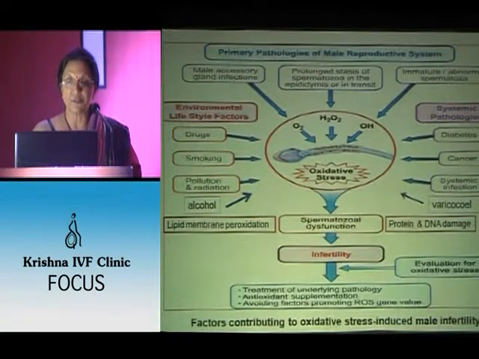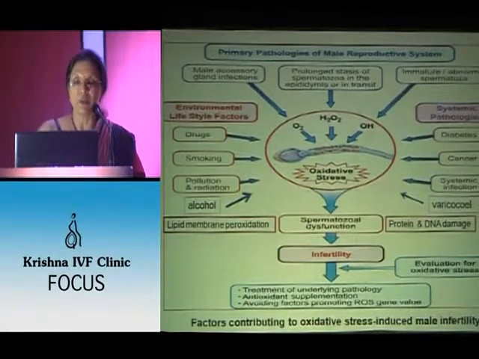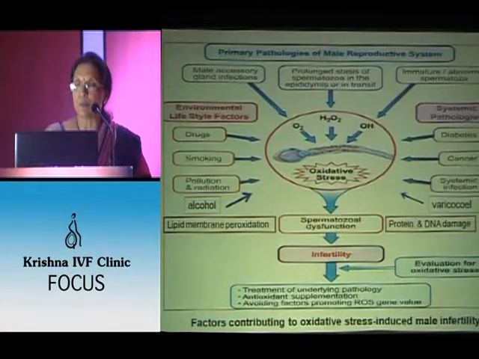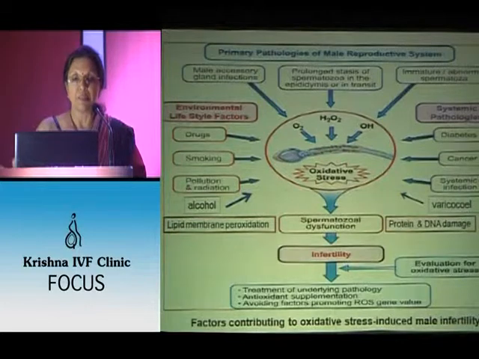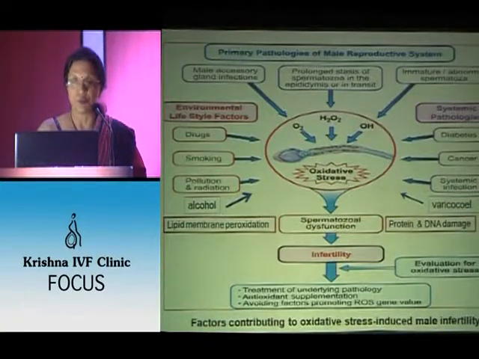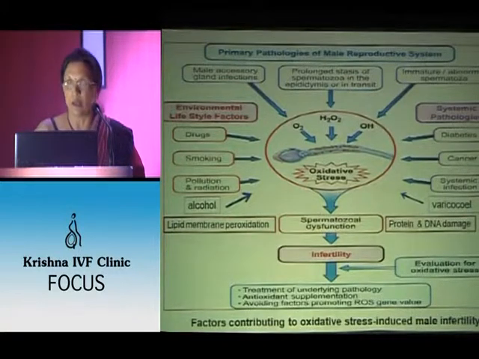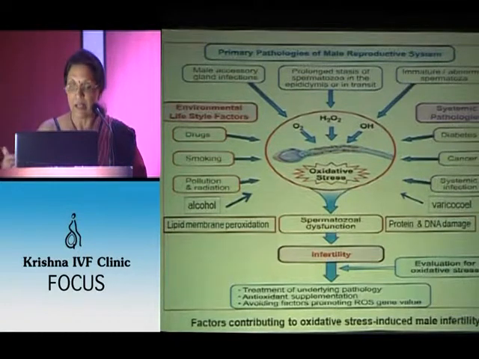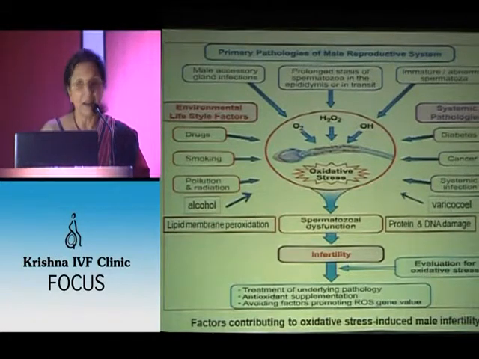What is oxidative stress? It could happen due to primary pathologies of the male reproductive system, which means accessory gland infections, prolonged stasis of spermatozoa, and immature or abnormal spermatozoa. Or it could happen by environmental lifestyle factors like drugs, smoking, pollution, alcohol. Or by systemic pathologies like diabetes, cancer, infections, varicocele, and eventually it leads to spermatozoal dysfunction and infertility.